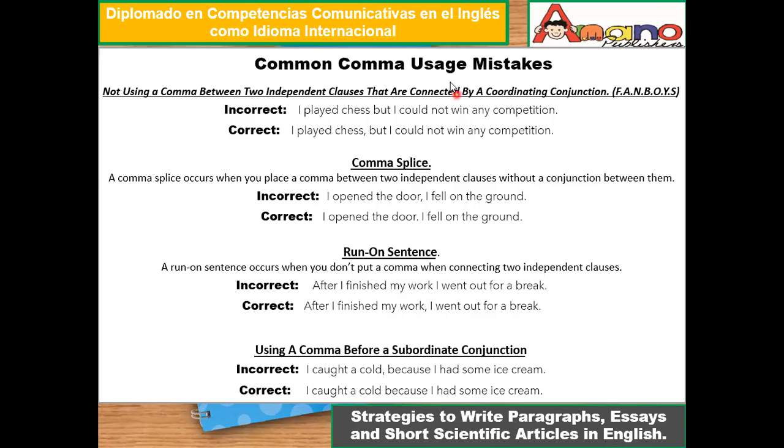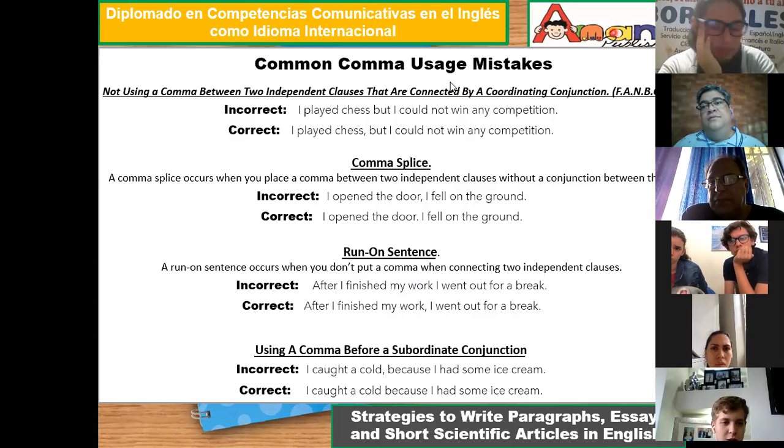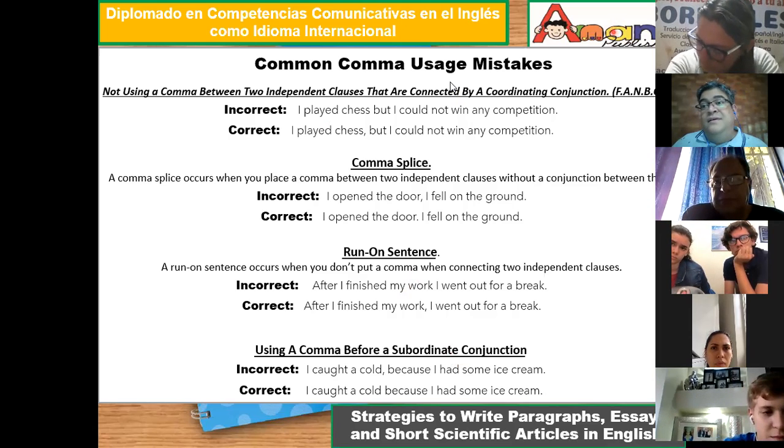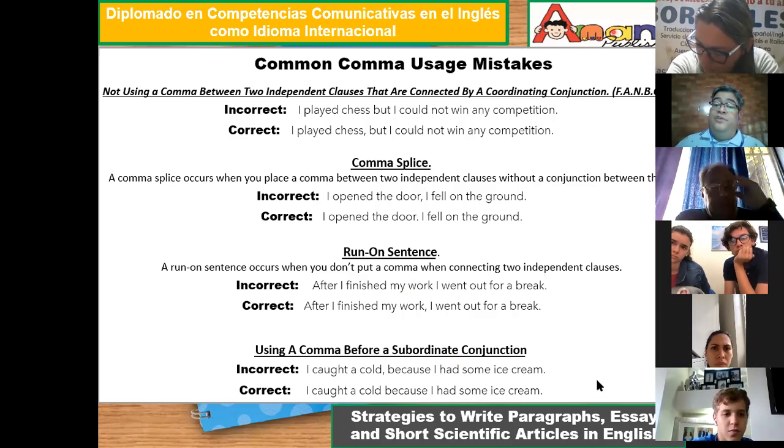Commas, you see, so simple. Many people think commas are nothing, but commas are the most complex thing to use in punctuation. You understand? And people don't use commas. Be careful when you use commas.